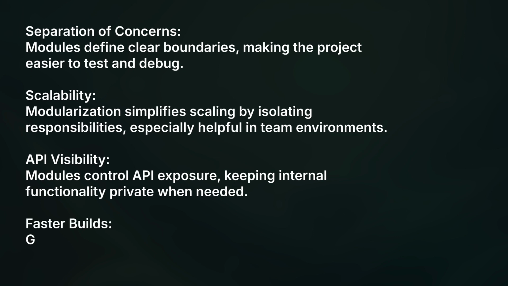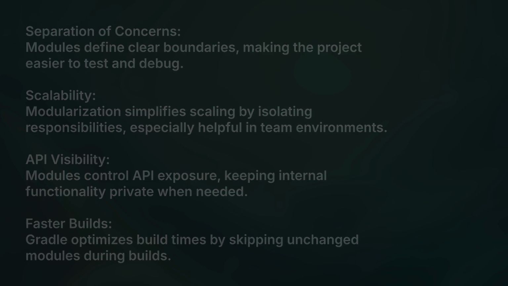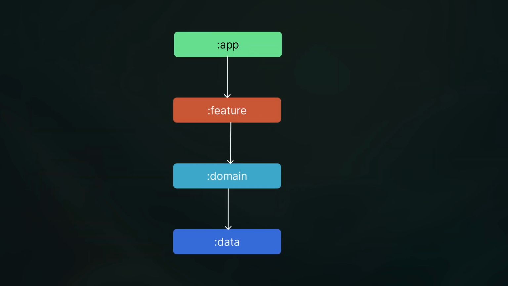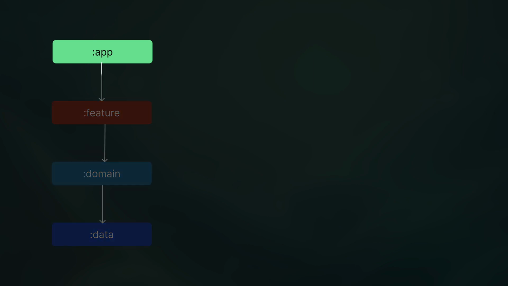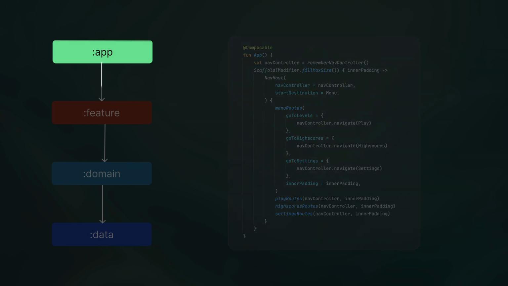Gradle can optimize build times a lot more efficiently when the project is split into modules. A simple example is not needing to rebuild a module if it hasn't been touched since the last build. In clean architecture, modules are typically organized into layers. The app layer is where the application comes together and launches. It depends on any needed feature modules, but typically doesn't contain any business logic or UI components itself. Instead, it acts as a coordinator.